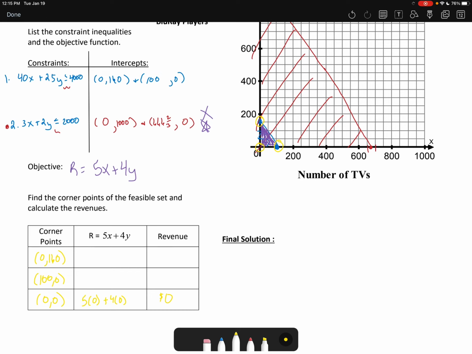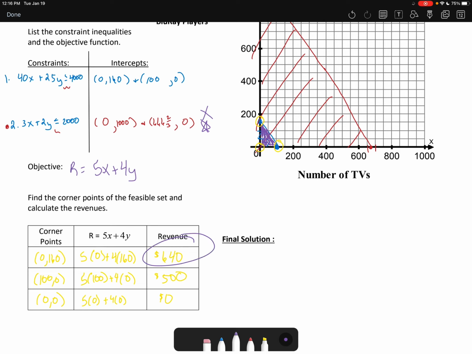So that one's easy. If we do 5 times 0 plus 4 times 160. So if we carry no TVs and only Blu-ray players, we make $640. And if we carry only TVs and no Blu-ray players, then we make $500. So it's weird a little bit that the only options are to carry either nothing, all of one item, or all of the other item. That's the only options that there even end up being at all in this problem.